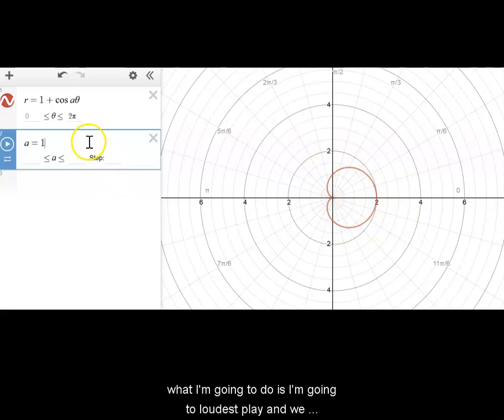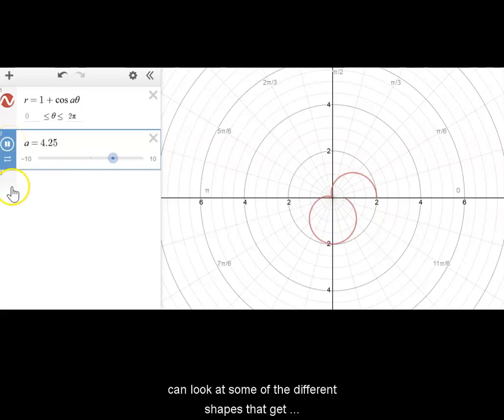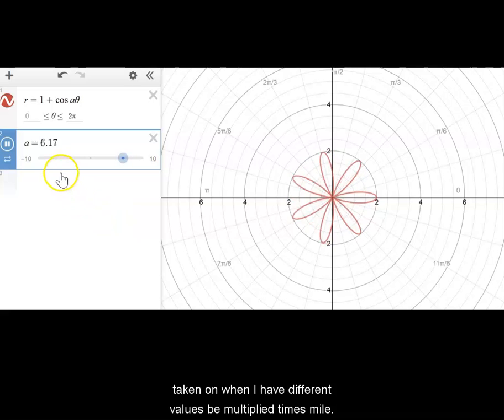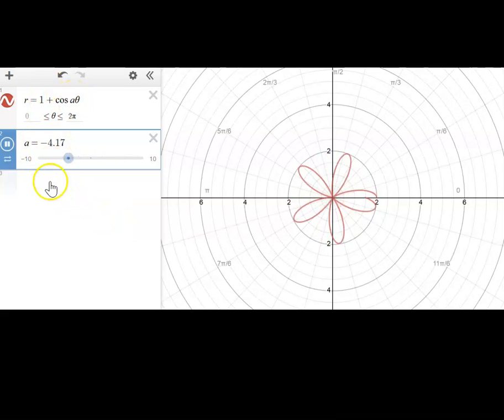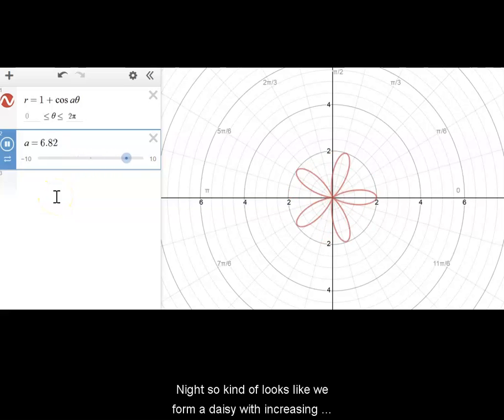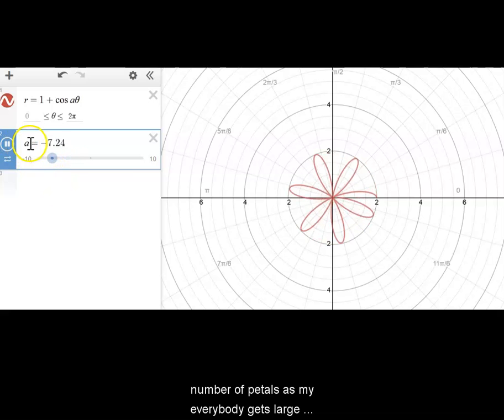So what I'm going to do is allow this to play, and we can look at some of the different shapes that get taken on when I have different values being multiplied times my alpha. It kind of looks like we form a daisy with increasing number of petals as my A value gets large, absolute value wise.